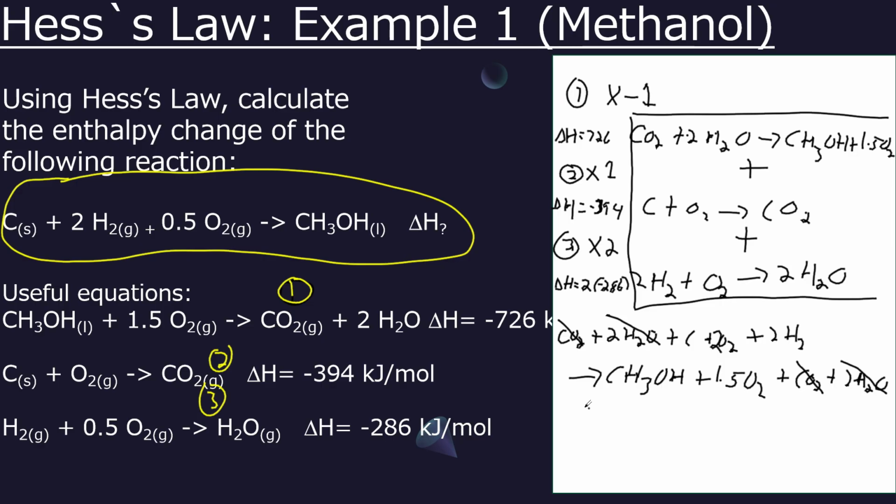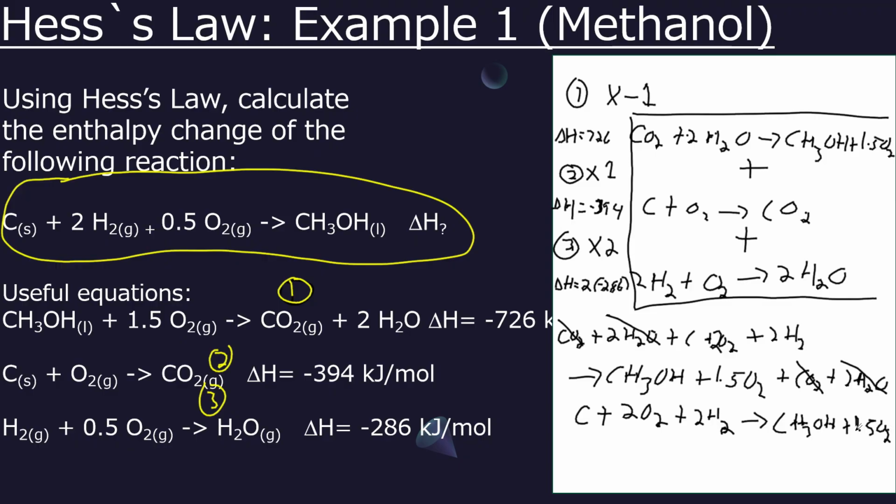carbon plus 2O2 plus 2H2 goes to CH3OH plus 1.5 O2.